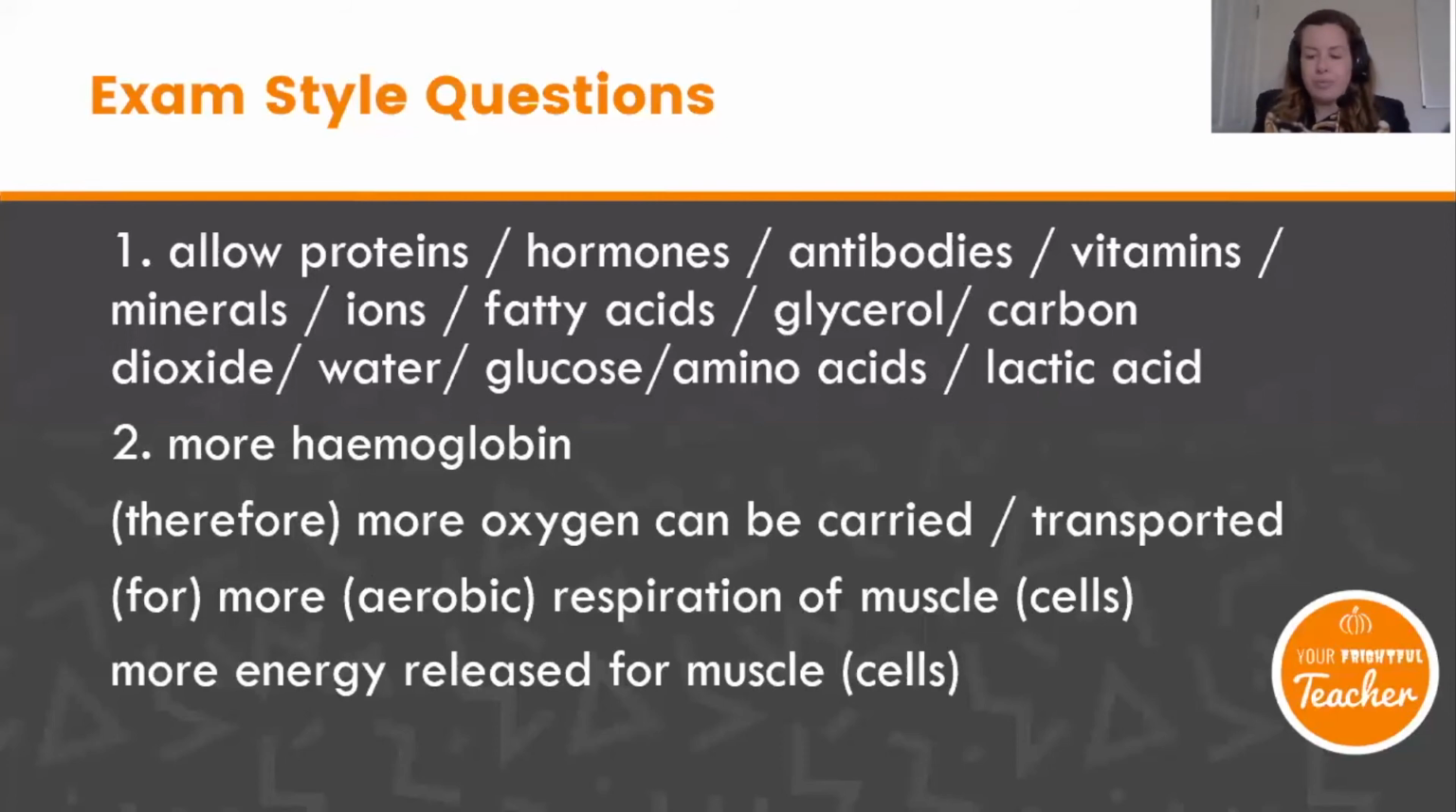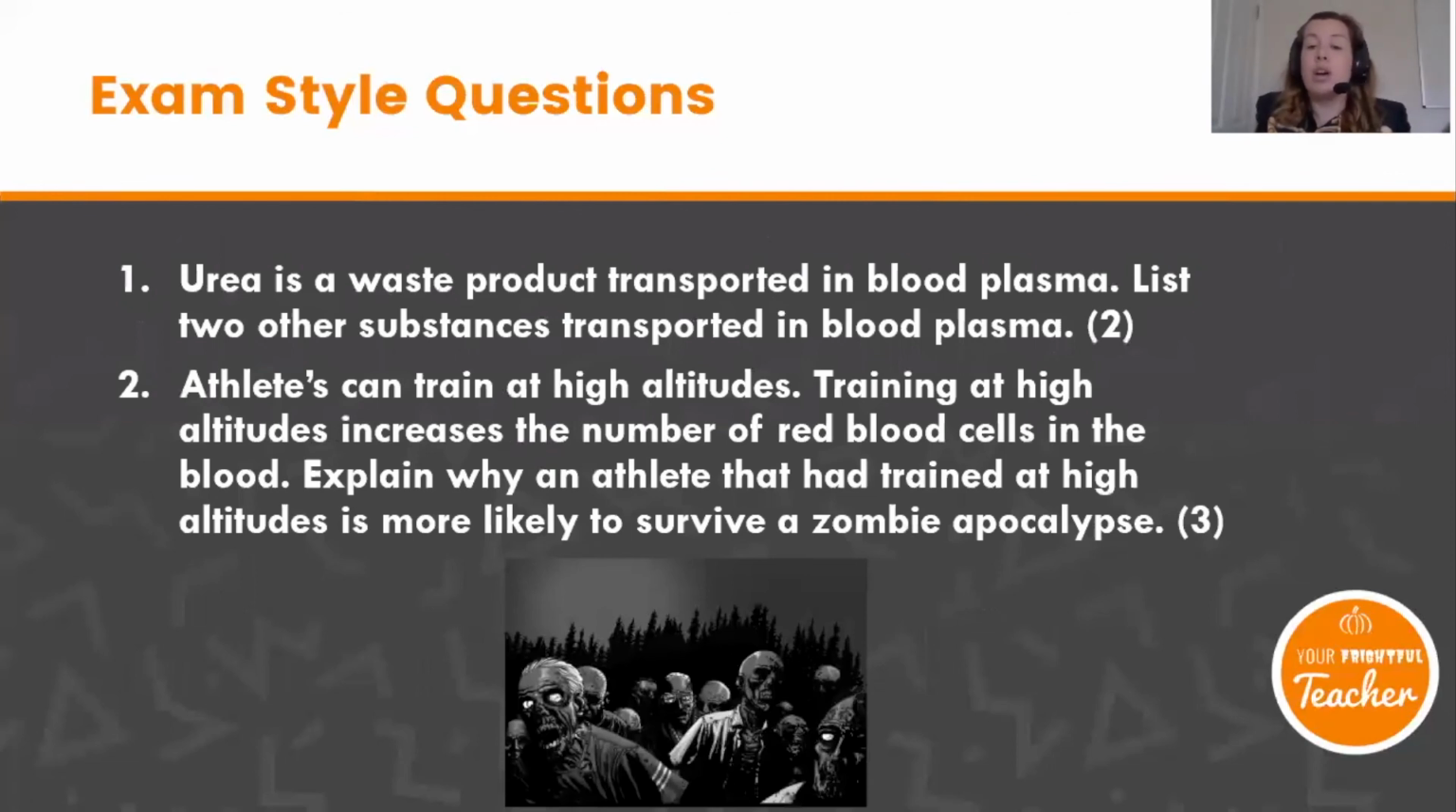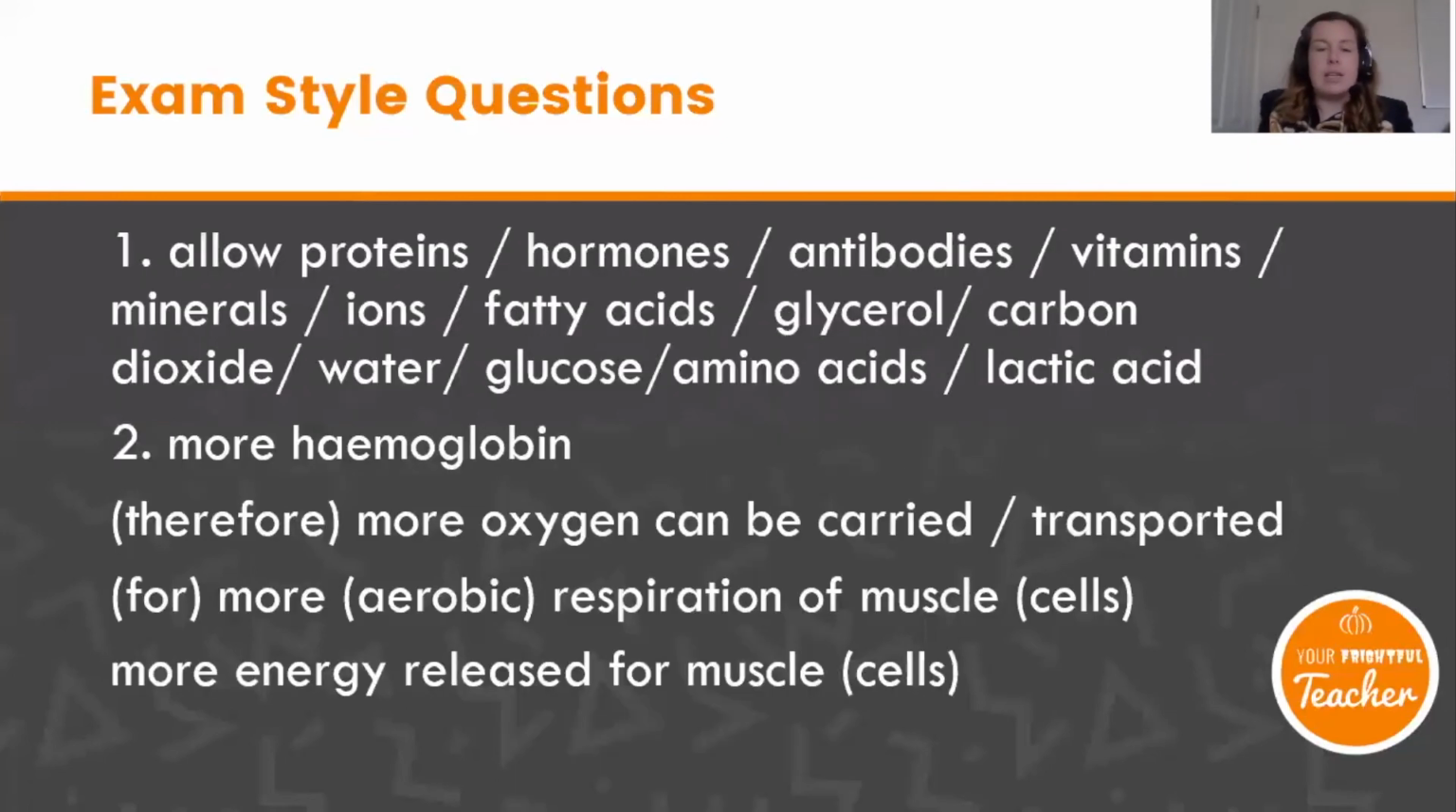Question 2 was: athletes can train at high altitudes. Training at high altitudes increases the number of red blood cells in the blood. Explain why an athlete that trained at a high altitude is more likely to survive a zombie apocalypse. So if there are more red blood cells, there's going to be more hemoglobin. Just saying more hemoglobin gets you 1 mark.